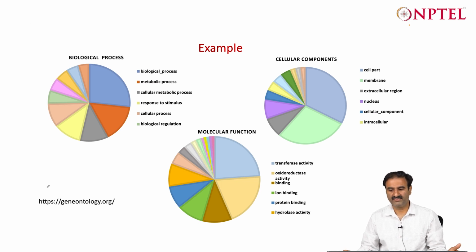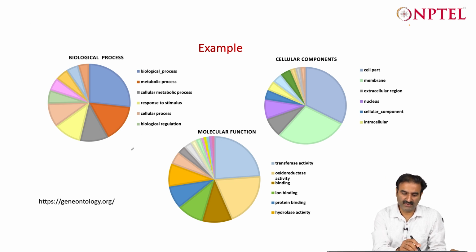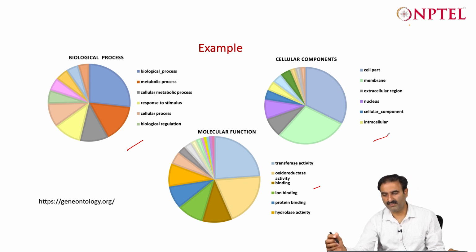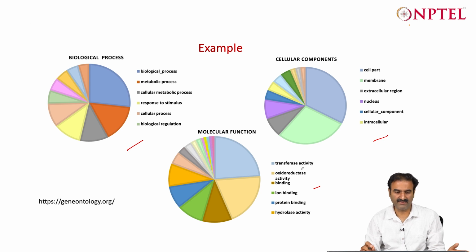For example, for one query it has given function into the biological processes, molecular function, and the cellular components. Basically cellular component means where in the cell it belongs. Molecular function is what activity it does in the cell, like transferase or oxidoreductase or ion binding, and the biological process could be metabolic or cellular or response to stimuli, signal transduction, etc.